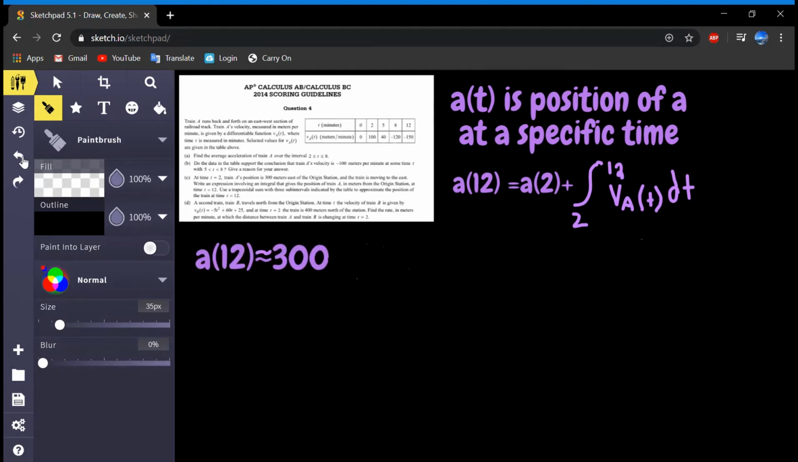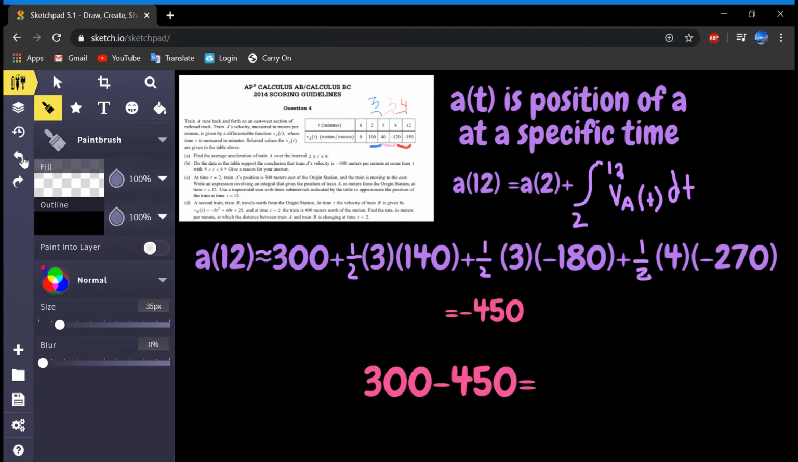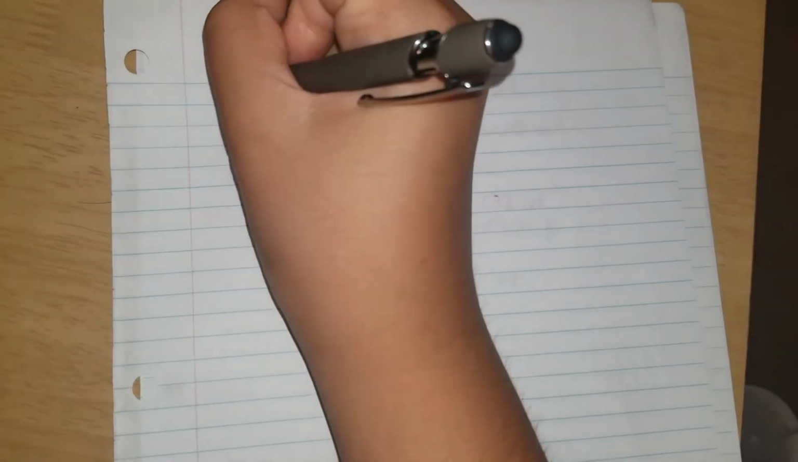We were told that it starts at 300, so we add 1/2 times the difference between 2 and 5, which is 3, times the sum of 140, plus 1/2 times the difference of 5 and 8, times negative 80, plus 1/2 times the difference of 8 and 12, times negative 270. Everything added should equal negative 450. And when added to 300, the answer would be negative 150.